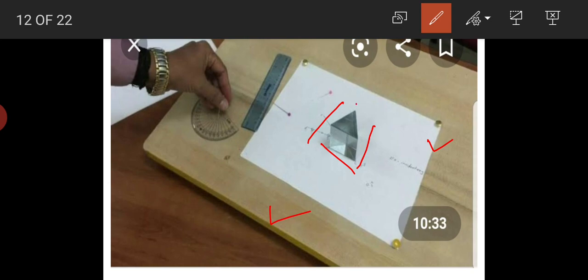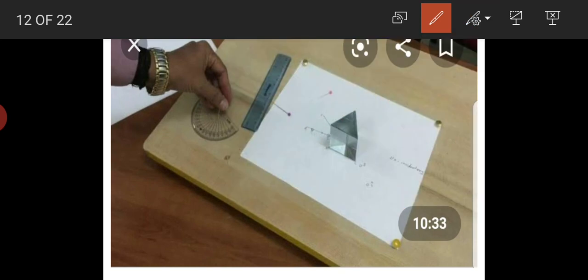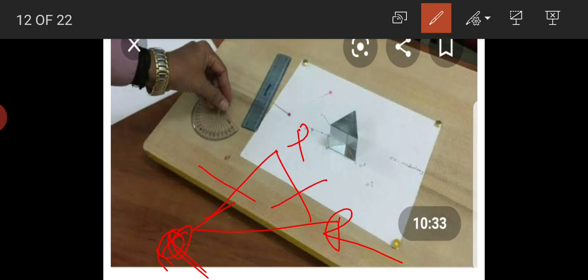Draw borders throughout the prism and then remove the prism. When you remove the prism, the shape you get is a triangle. Name the vertices as PQR. Now draw normals to the sides PQ and PR.